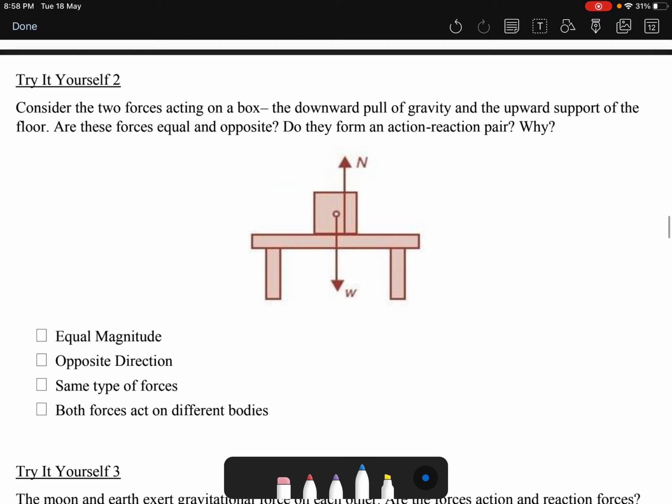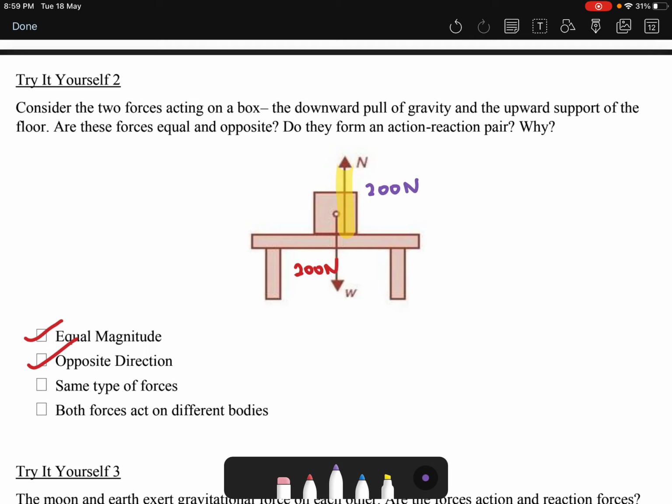Okay, so if you look at try yourself 2, I have a box on the table, and this box has a weight, and of course the table will exert a normal contact force on the box. So do they form an action and reaction pair? Why? Of course if you look at the direction, they are opposite in direction, so this fulfills the second criteria. What about the first criteria? Equal in magnitude, definitely yes. So let's just say this is 200 Newton. The normal contact force must also be 200 Newton. So this is fulfilled.